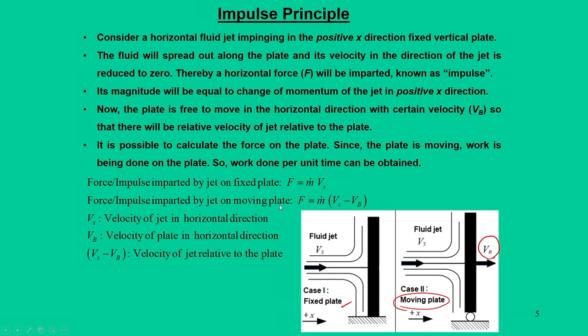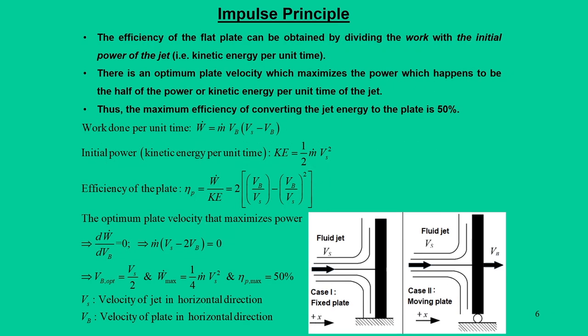But if it is a moving plate, then since the plate is moving, the difference in velocity, that means relative velocity, comes into the picture. So, Vs minus Vb is nothing but the velocity of the jet relative to the plate. Now, moving further, we will see how much work is being done. Referring to the same figure, we need to find the work done per unit time. We know that is nothing but force multiplied by velocity, and this term comes as m dot Vb into (Vs minus Vb).